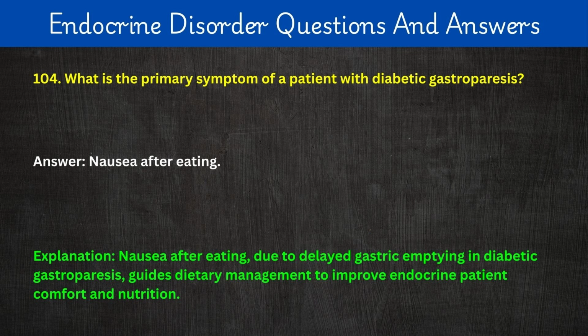104. What is the primary symptom of a patient with diabetic gastroparesis? Answer: nausea after eating. Explanation: nausea after eating, due to delayed gastric emptying in diabetic gastroparesis, guides dietary management to improve endocrine patient comfort and nutrition.